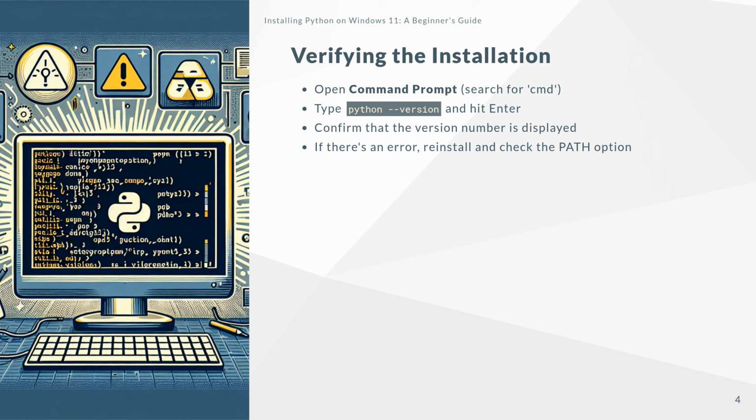If you encounter an error, it could mean that Python wasn't added to your path correctly. In that case, you may need to reinstall it and ensure the option is checked during installation. Now that we've confirmed Python is installed, let's set up your development environment.